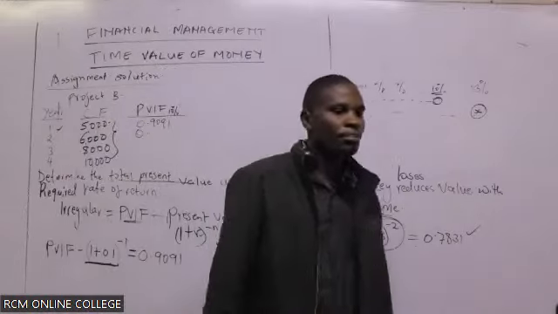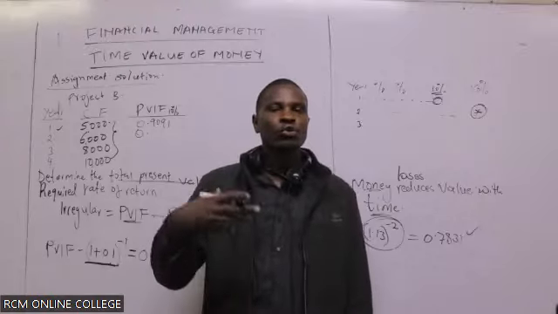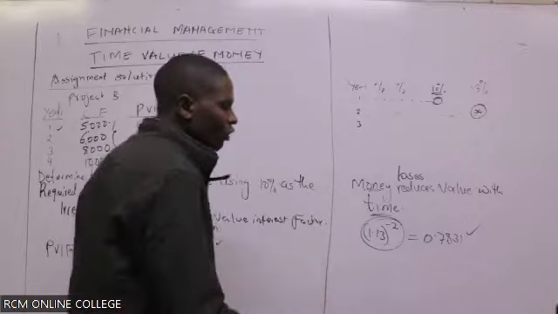Year 2 tuko na ngapi? Try to give me those figures very fast. Remember, still speed is examinable. 8264.